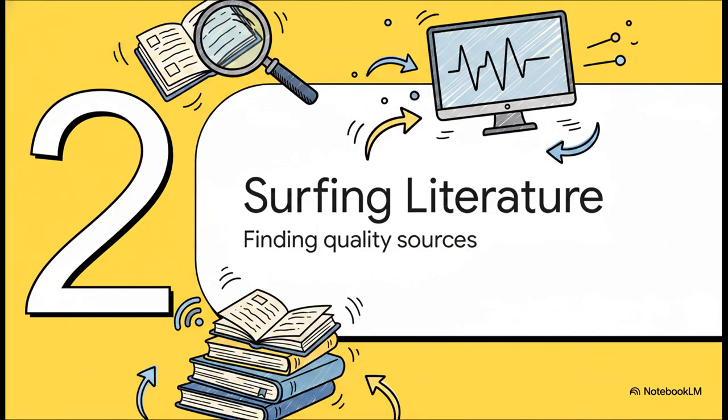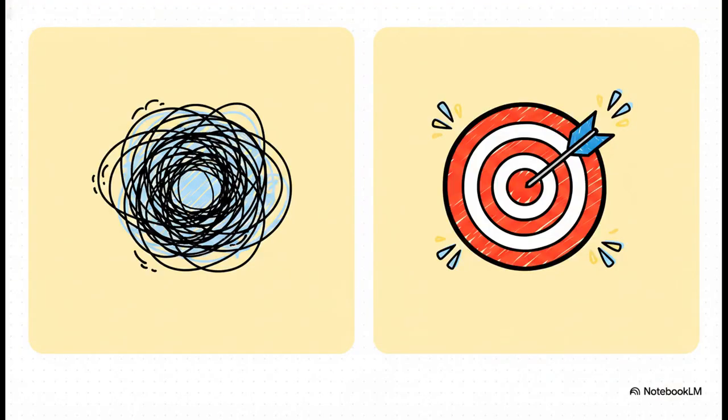Moving right along to step 2, surfing quality literature. Think back to your last literature review. It's incredibly easy to fall down a massive Wikipedia rabbit hole or just get lost in endless general searches, isn't it? Dr. Joshi's framework emphasizes a hard pivot here. You have got to stop randomly browsing the web and start deploying targeted academic searches.